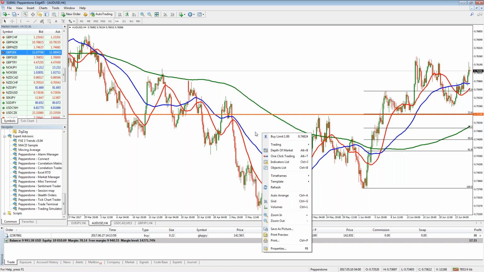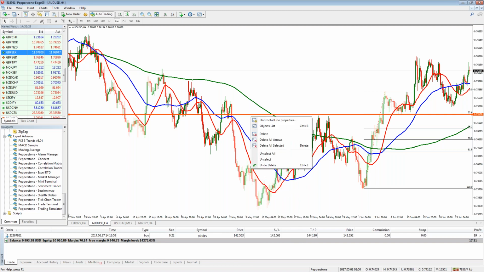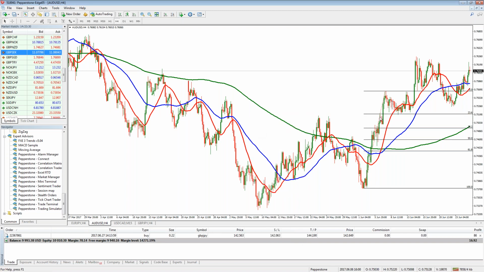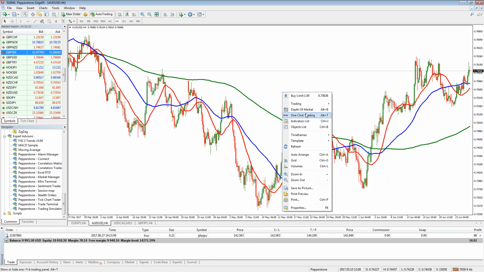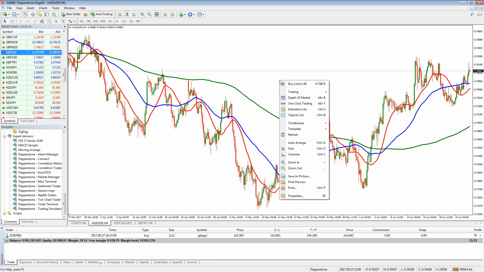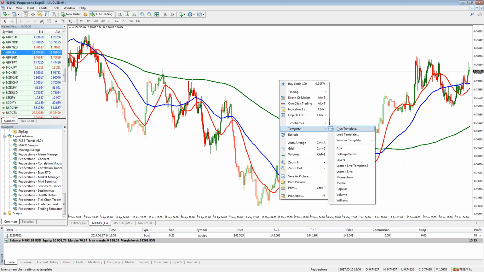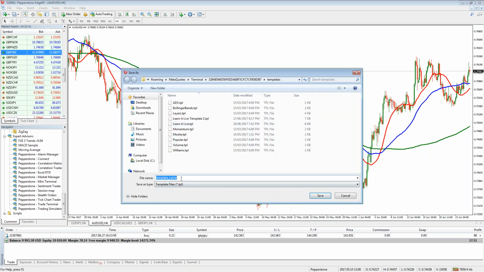Excellent, really easy one. Let's say we've done this particular chart and we're happy with the way it looks. We'll get rid of these indicators. We can right click on the chart, go down to template, and then left click on save template. We can save this template as whatever we feel like calling it. In this case, I called it Learn It Live Template 2.